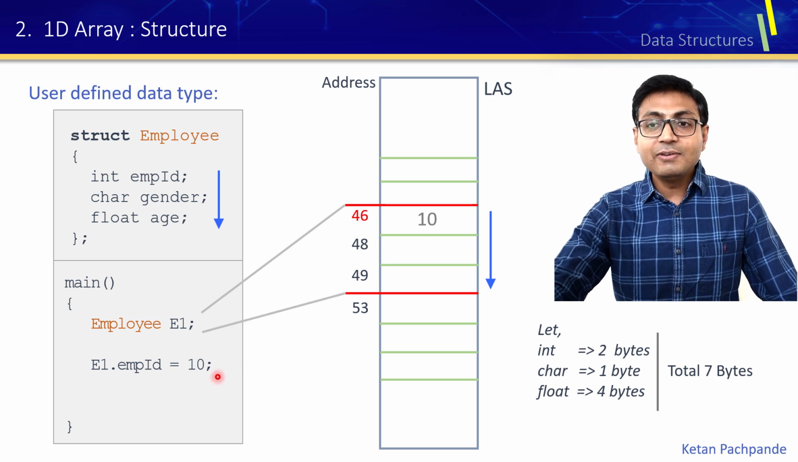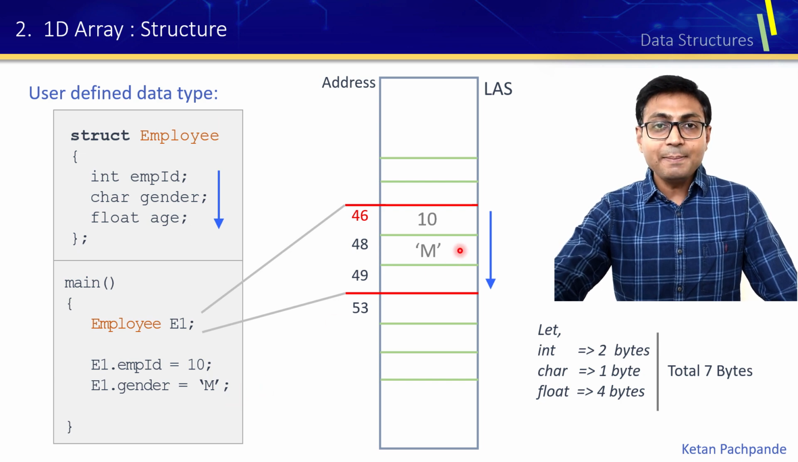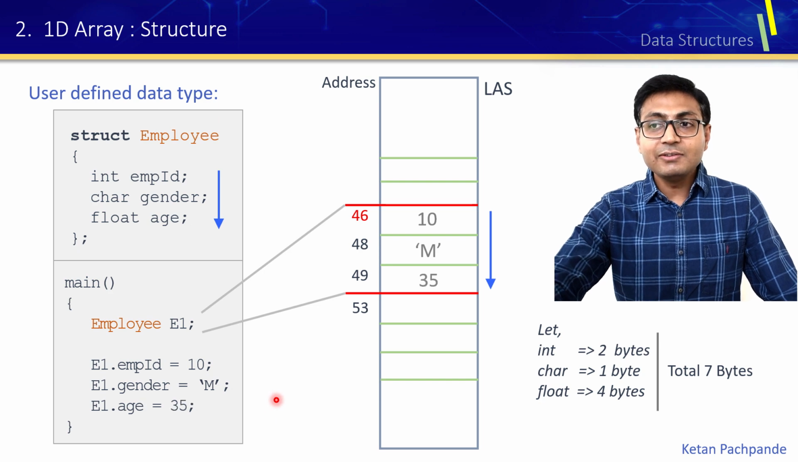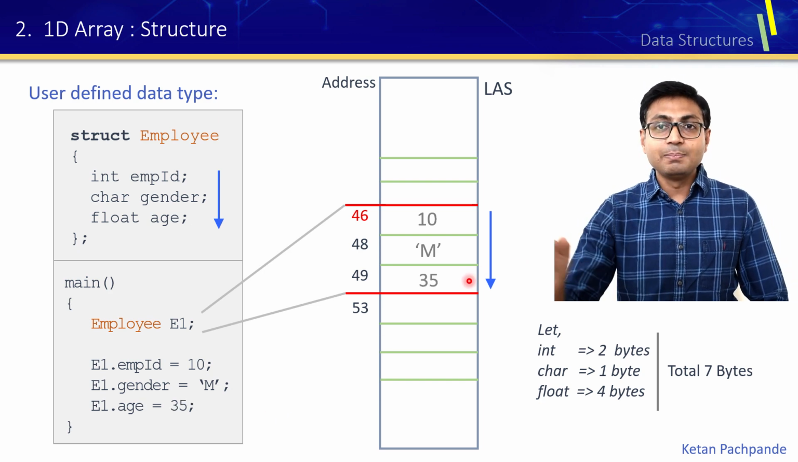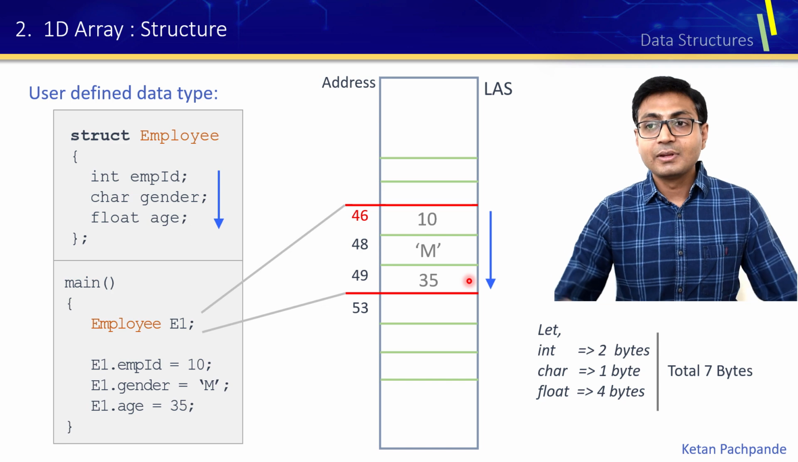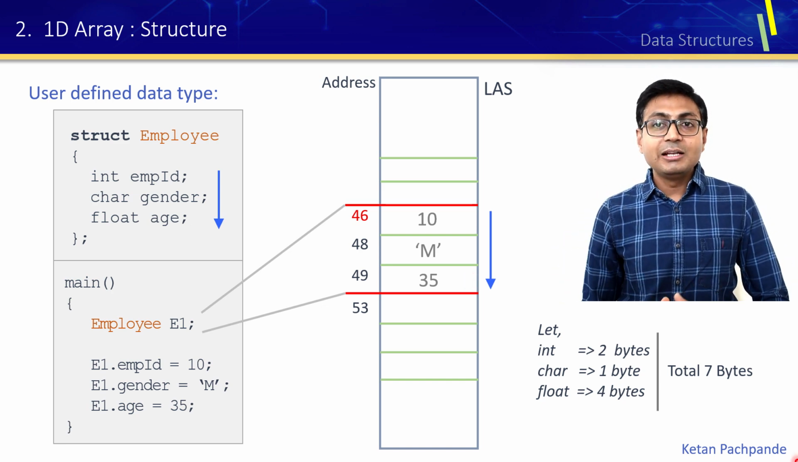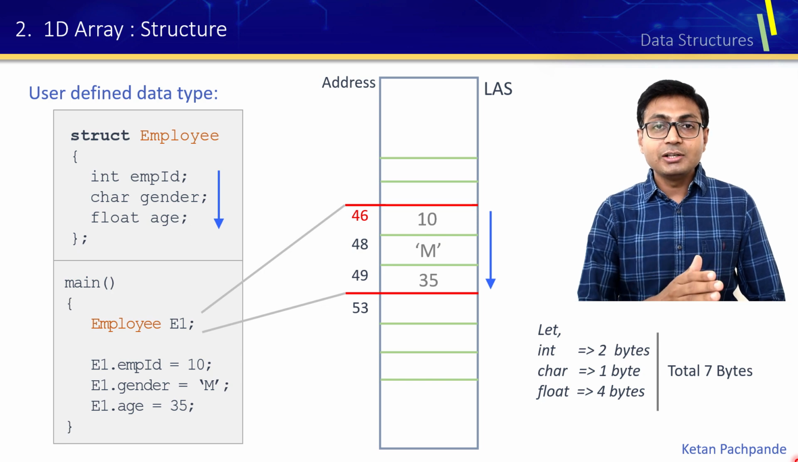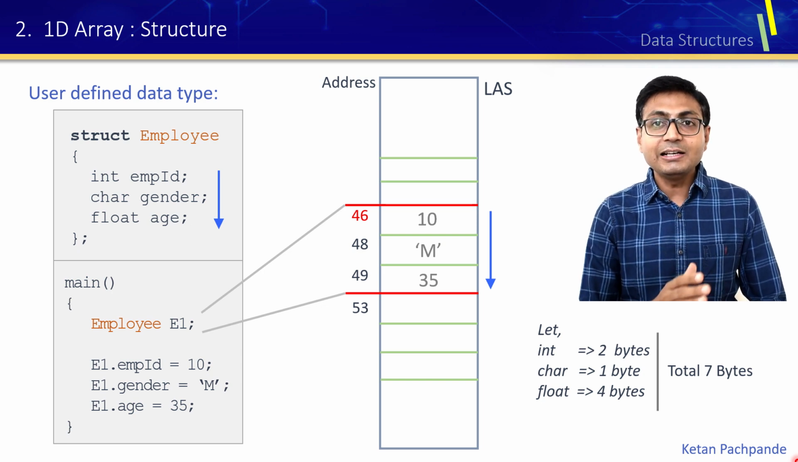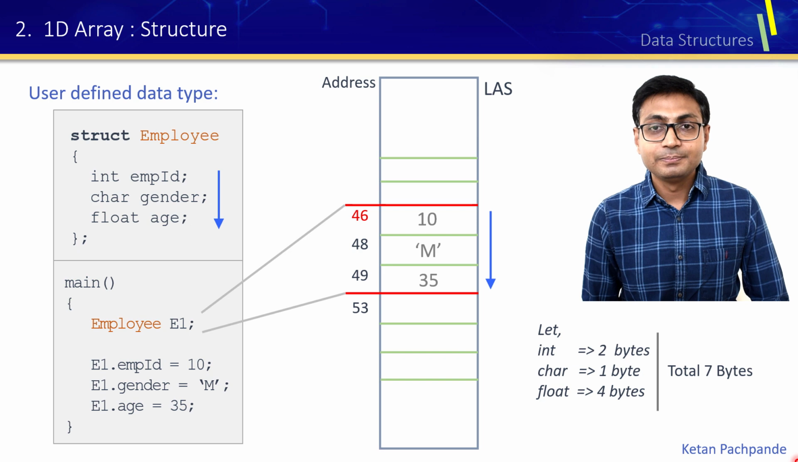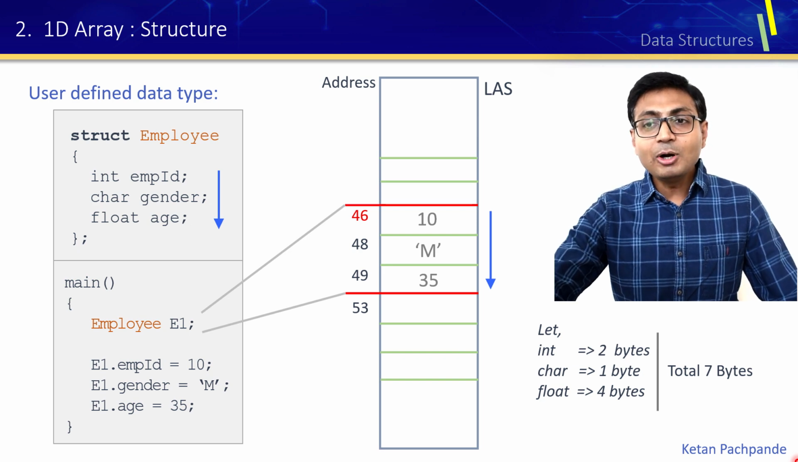When you say E1.gender is equal to M, the character M is going to be stored here, and E1.age, the third variable, is going to be stored at its place. So that's how the structure variable, the variable of your own defined data type, looks in memory. Now this is about one employee.